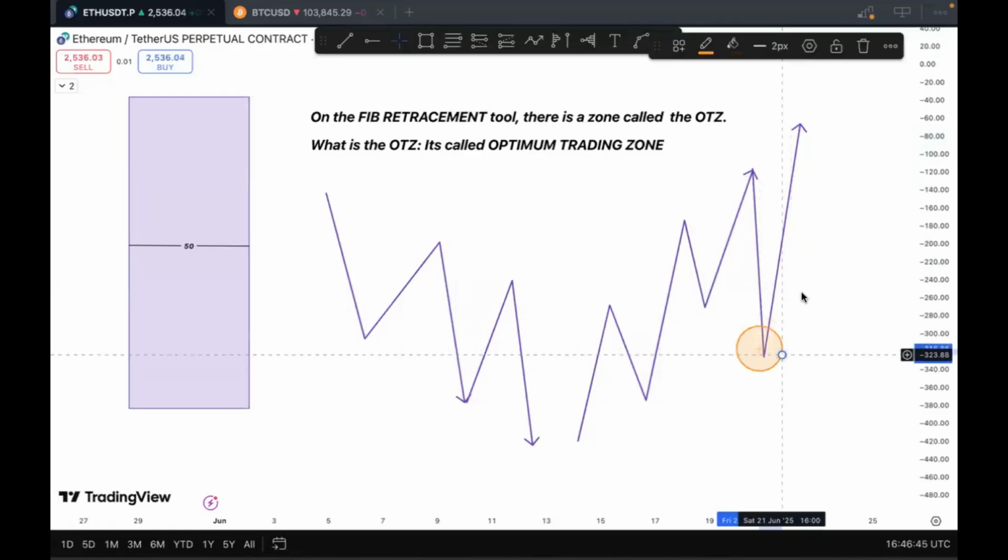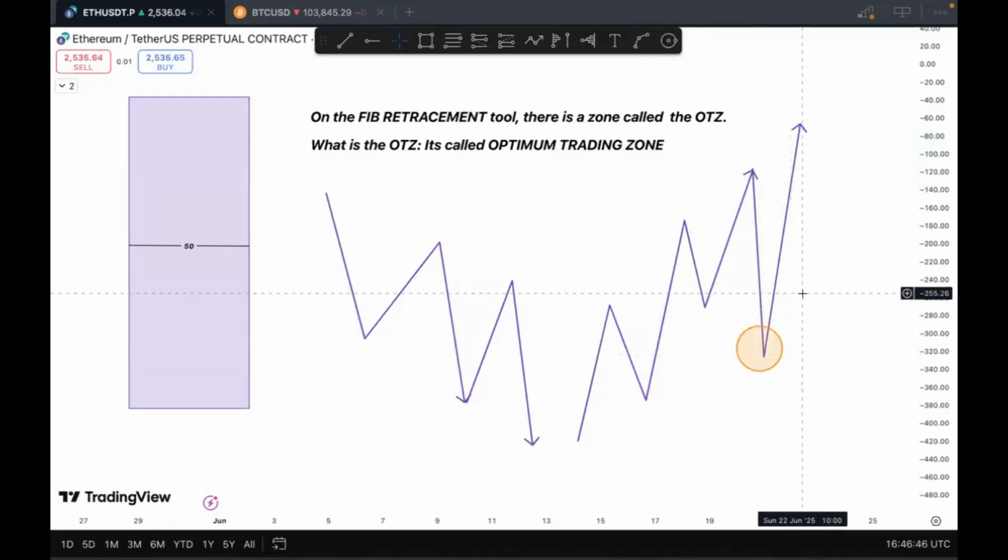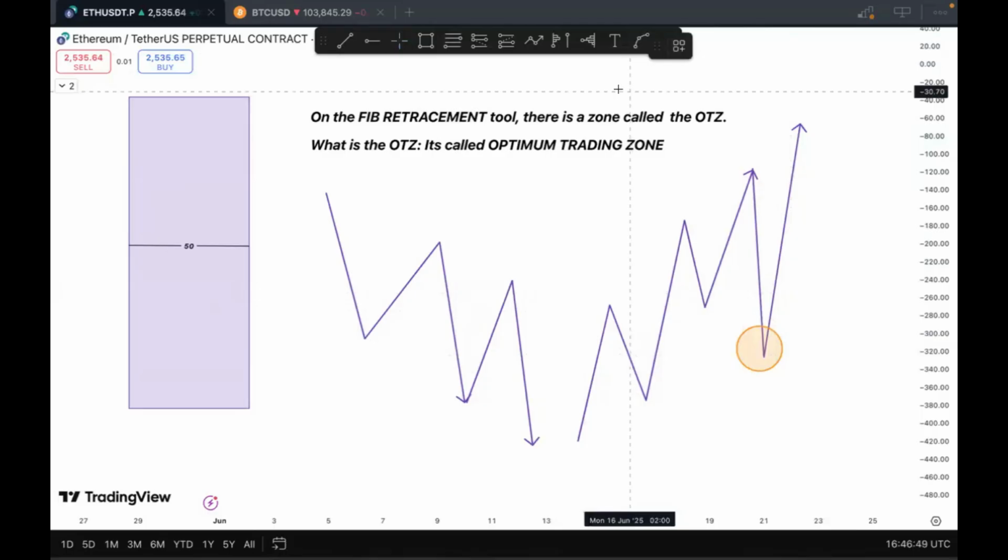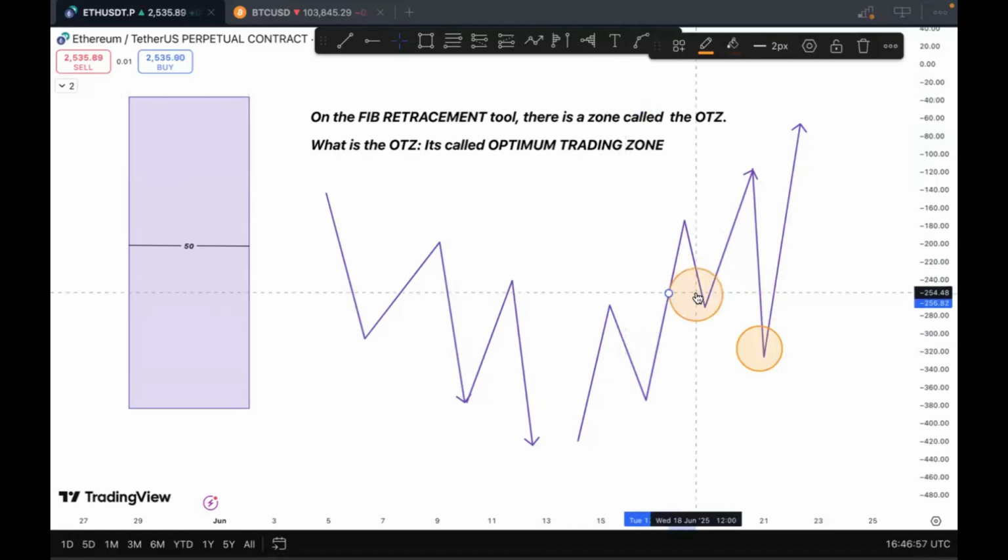So this is the area where you want to see your Quasimodo or your structure. Okay? Not here, except this is a resistance turning support. If it is a resistance turning support, then you want to buy here. It will form a structure for you to trade it.